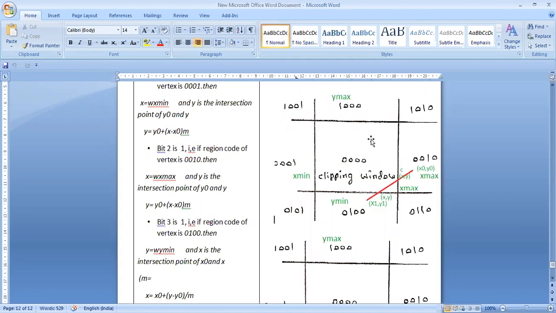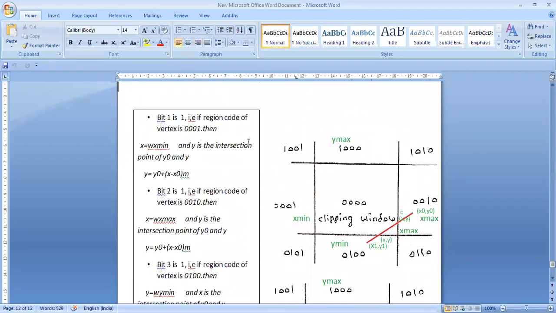Now what is the situation? Come to this end point, we shall bring this point to here, and next we shall go to this point, where this point will move to here. Here the second bit is 1. That means, come to this step where bit 2 is 1, that is, the region code of the vertex is 0 0 1 0. Yes, the region code of this vertex is 0 0 1 0.